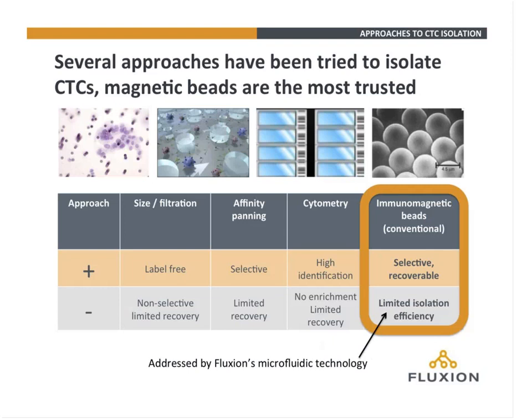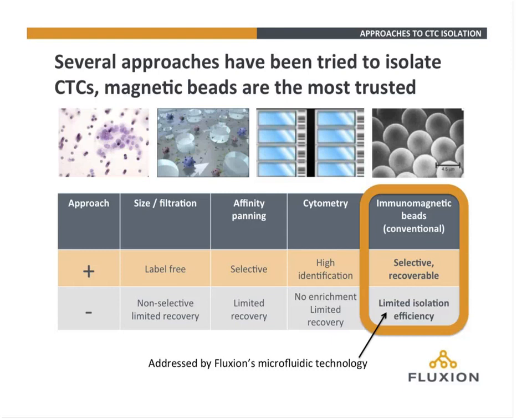So I'm sure that everyone's familiar with the main approaches used for isolation of CTCs and can appreciate that there's advantages and disadvantages with each of these methods. But I just wanted to explain our rationale for the design of the IsoFlux system. So of all the approaches out there, we initially felt that immunomagnetic enrichment offered the best combination of selectivity and recoverability.